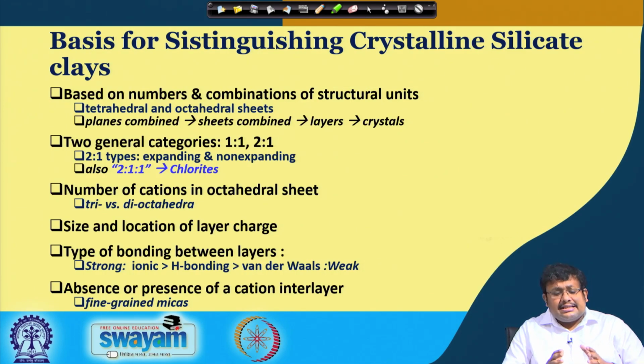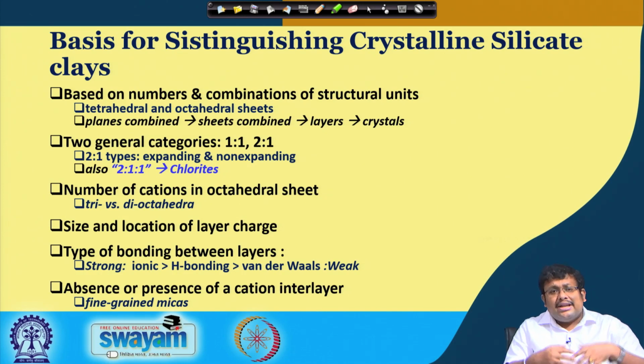So, what are the basics of distinguishing crystalline silicate clays? There are several criteria based on which we can distinguish different types of crystalline silicate clays: the number and combination of structural units, that means tetrahedral and octahedral sheets, planes combined, sheets combined, layers and crystal, which we have just seen. And then there are two general categories, 1:1 and 2:1. There is an intermediate category also, known as 2:1:1 or 2:2. An example is chlorite, we will see it in our lecture.